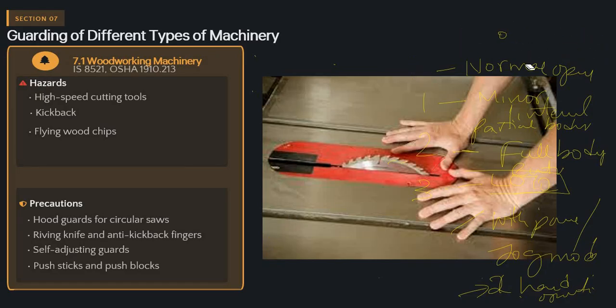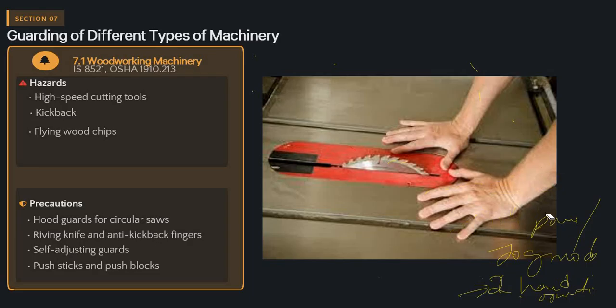Right. So when it comes to machine guarding for woodworking machinery, the hazards are high speed cutting tools, kickbacks, and flying wood chips. These are the hazards. And when it comes to precautions, we have a hood guard for circular saws. A hood guard is nothing but an adjustable enclosure. And there will also be a riving knife, like this.